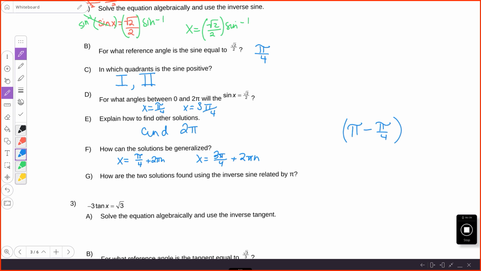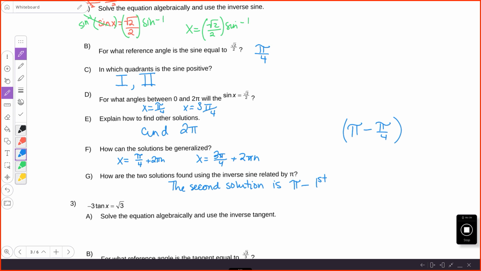So that's what this question G is asking. How are the two solutions found using the inverse sine related by pi? The second solution is pi minus the first, because that's the rule for sine. So the rule for cosine was make it negative. The rule for sine was pi minus.